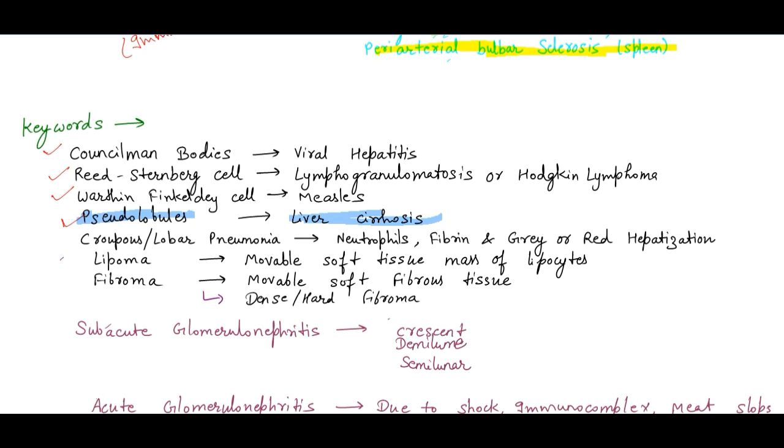What will we see in croupous lobar pneumonia? We will see the neutrophils. We will see the fibrin. We will see the gray or red hepatization in croupous lobar pneumonia.